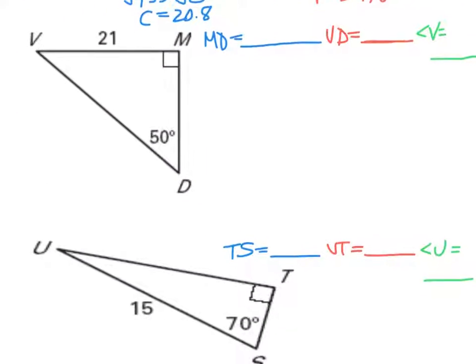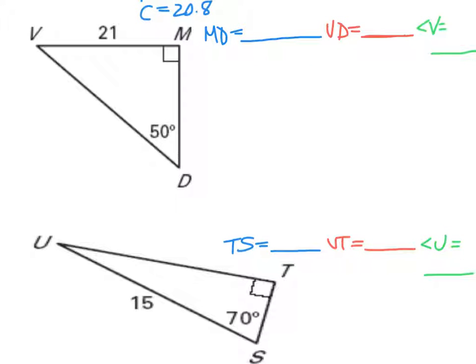All right, so what's different with the next one is that I have an angle and a side. But I'm actually going to start with the angle here because I already have two angles in the triangle. So I have 90 plus 50 plus angle V equals 180. And when I add those, I get 140, and 180 minus 140 gives me 40 degrees. So there's my angle, and now I need to find the two sides.